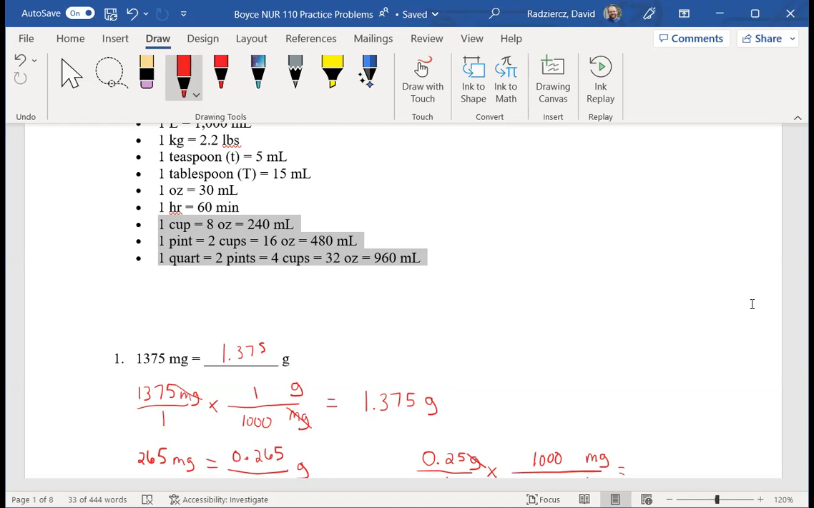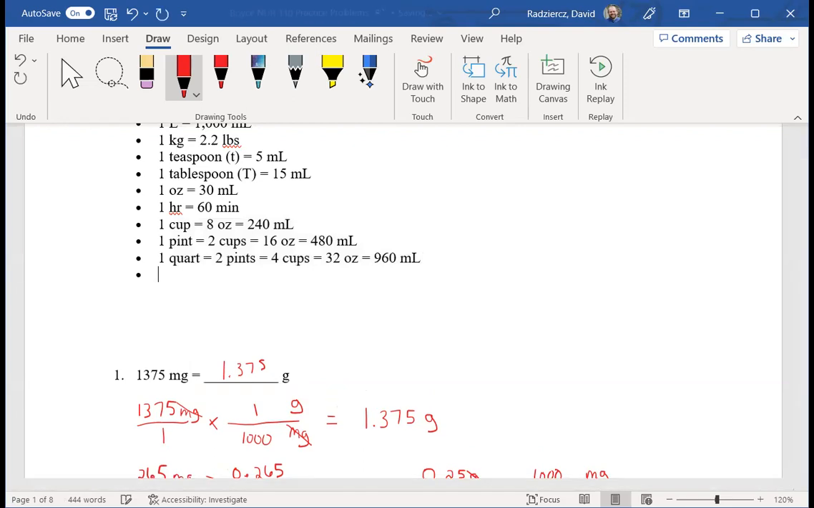But if I'm not mistaken, I think a gallon is 2 quarts. But let me just double check, or maybe it's 4 quarts. Oh, it is 4 quarts. So a gallon would be 4 quarts, which would be 8 pints, which would be 16 cups, which would be 128 ounces. And then what is that in milliliters? We can write this out. Hold on. I'll make sure I get that all for you. 128 times 30 is 3,840 milliliters.